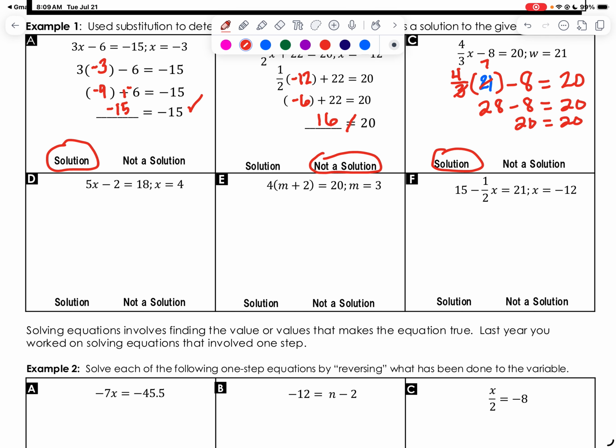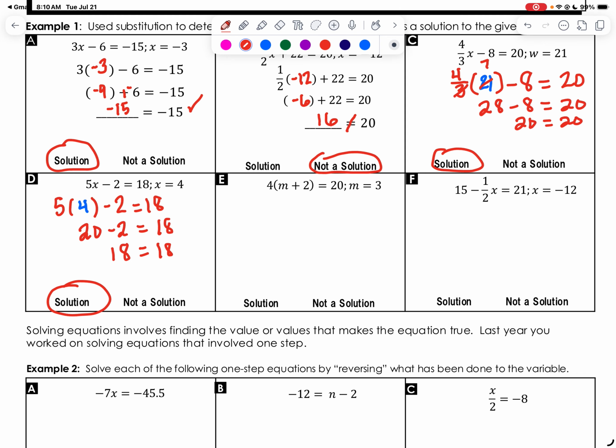Problem D, 5x minus 2 equals 18. And they want to know, is 4 a solution? Pause the video and try this problem on your own. When you're done, press play to check your solution. All right, welcome back. So I wrote down my equation and replaced the x with parentheses. Then I plugged in a 4. So 5 times 4 is 20 minus 2. And 20 minus 2 is 18. And 18 does equal 18. So I know 4 was a solution.